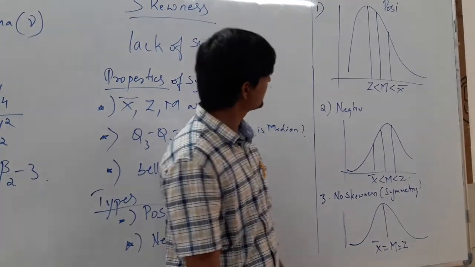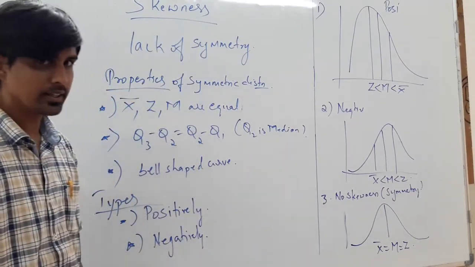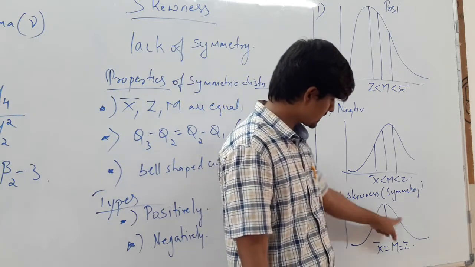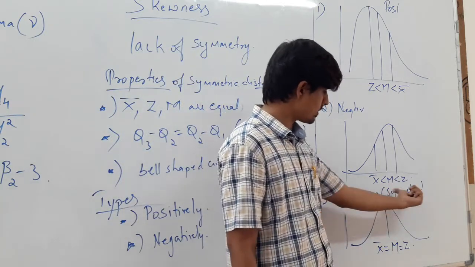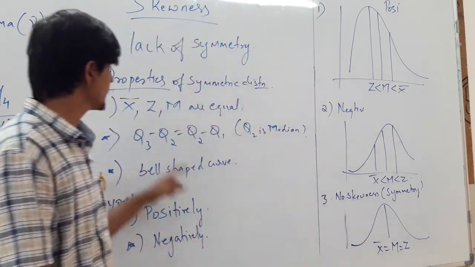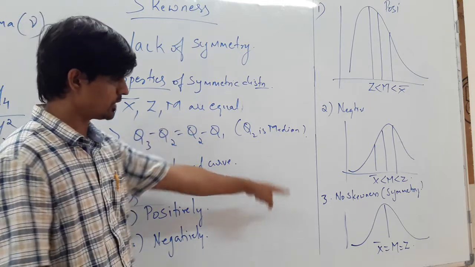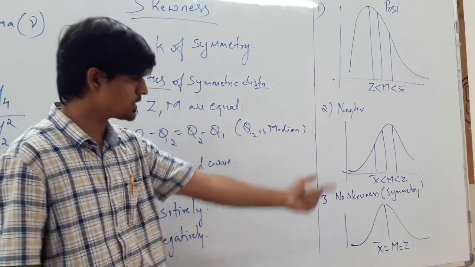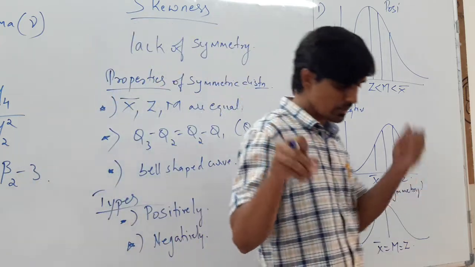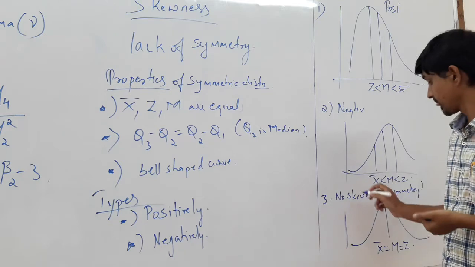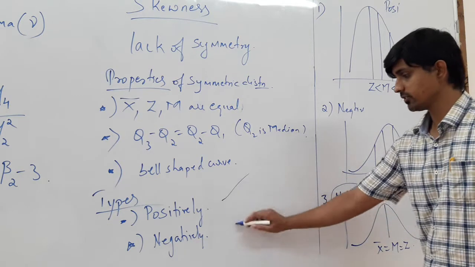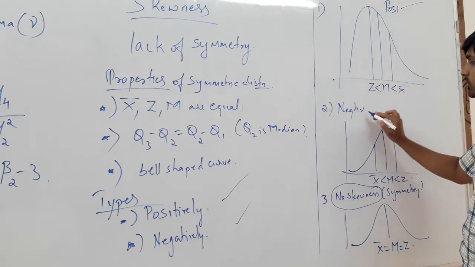As I said in the previous point, it is a bell-shaped curve. Here I have written: no skewness or symmetry means mean, median and mode are equal. See, X bar, M and Z are equal. Such bell-shaped curves are called symmetrical distributions. Now, apart from this symmetrical distribution or no skewness, there are two types: one is positive and another is negative.